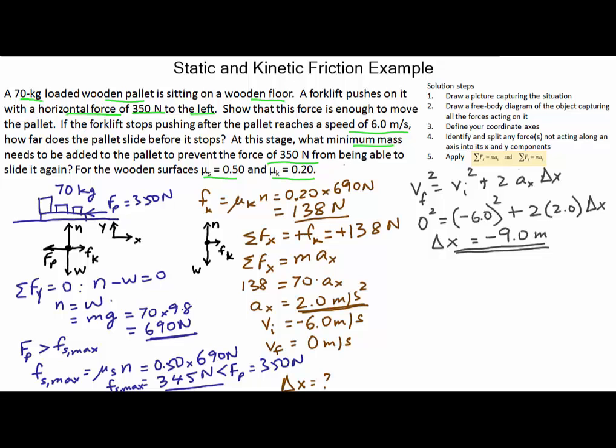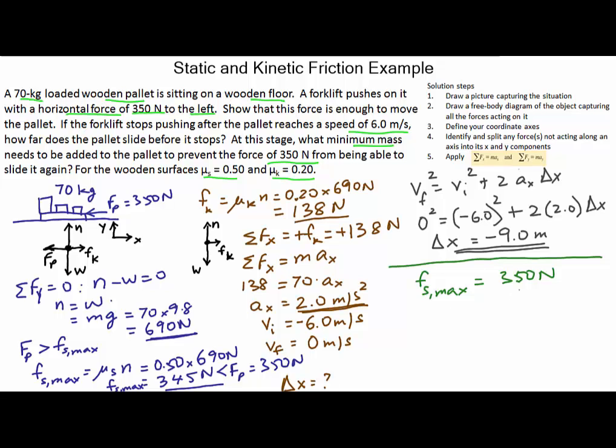Okay, now the last question. Once the forklift comes to a stop, it says how much minimum mass needs to be added to the pallet to prevent the force of 350 Newton from being able to slide it again. So it's asking for us to figure out the minimum mass, which means I barely need to get the static frictional force equal to 350 Newton force that's applied. As long as static frictional force equals that, or just barely over that, so it could be 350.0001 Newton, that's enough to prevent this from moving.